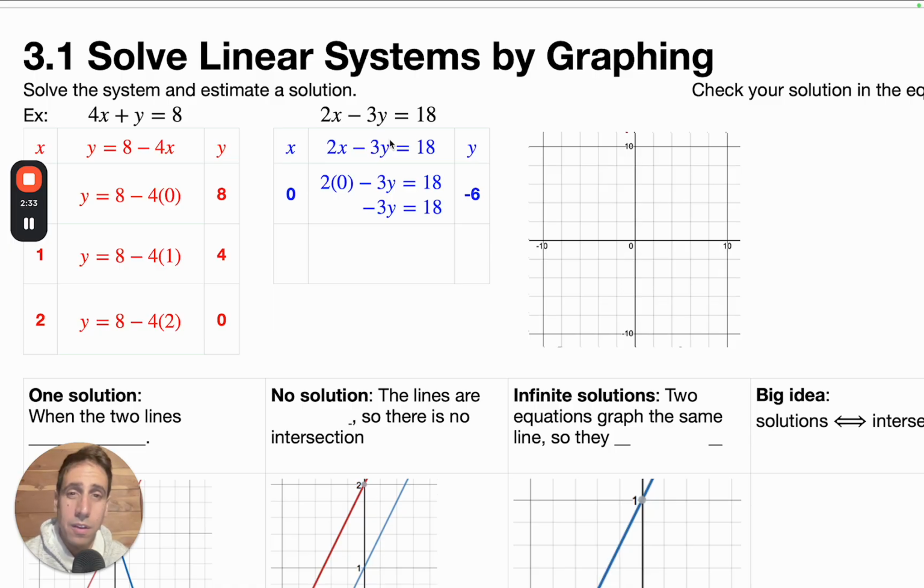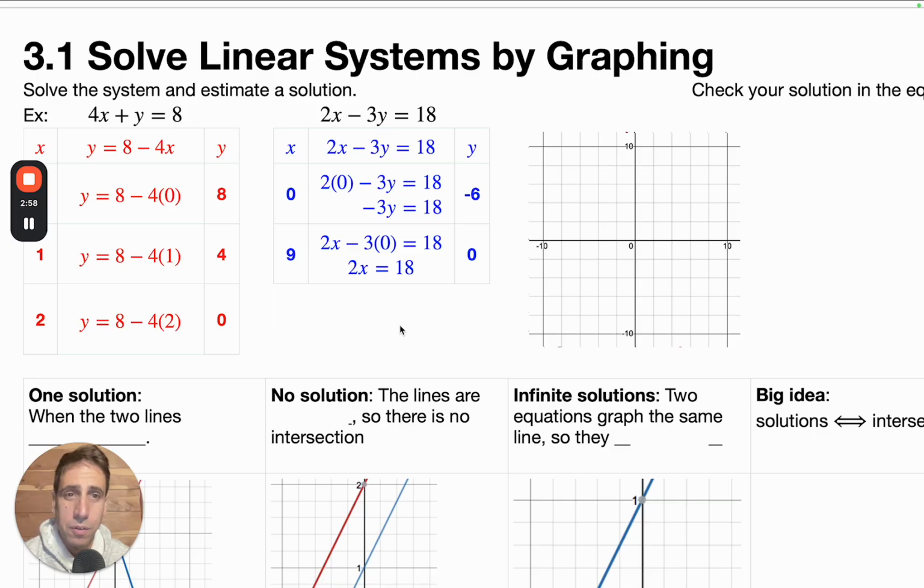The second one is, instead of going 0, 1, 2 like I did over here, I'm going to put 0 in for x and 0 now in for y. I'm going to do the same thing, basically. I'm going to put 0 in for y in the equation, and it becomes 2x minus 3 times 0, which is just 0. So 2x equals 18. Dividing both sides by 2, you get x is equal to 9. So now I've got something I can plot.